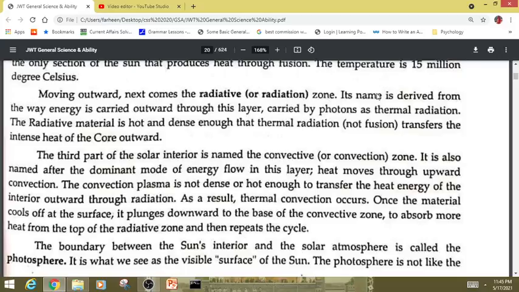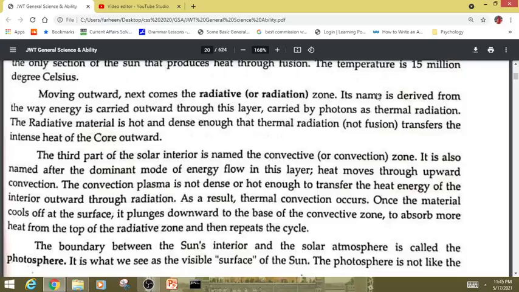It is also named after the dominant mode of energy flow in this layer. Heat moves through upward convection. The convection plasma is not dense or hot enough to transfer the heat energy of the interior outward through radiation. As a result, thermal convection occurs. Once the material cools off at the surface, it plunges downward to the base of the convective zone to absorb more heat from the top of the radiative zone and then repeats the cycle.